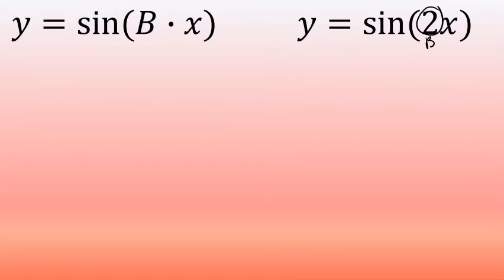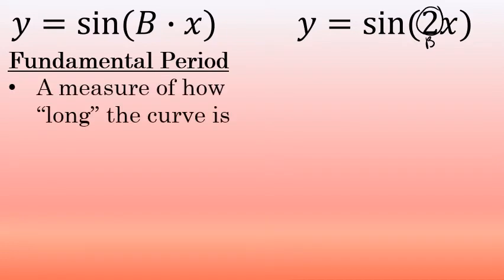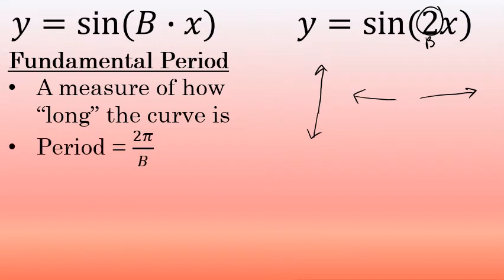The value of b will help define what is known as the fundamental period of the graph. The fundamental period is a measure of how long the curve is. Again, amplitude is how high or low the curve is, and fundamental period is how far to the left and to the right it takes to draw one cycle of the graph. Mathematically, you can find a number to represent the fundamental period by using the equation period equals 2 pi over b.